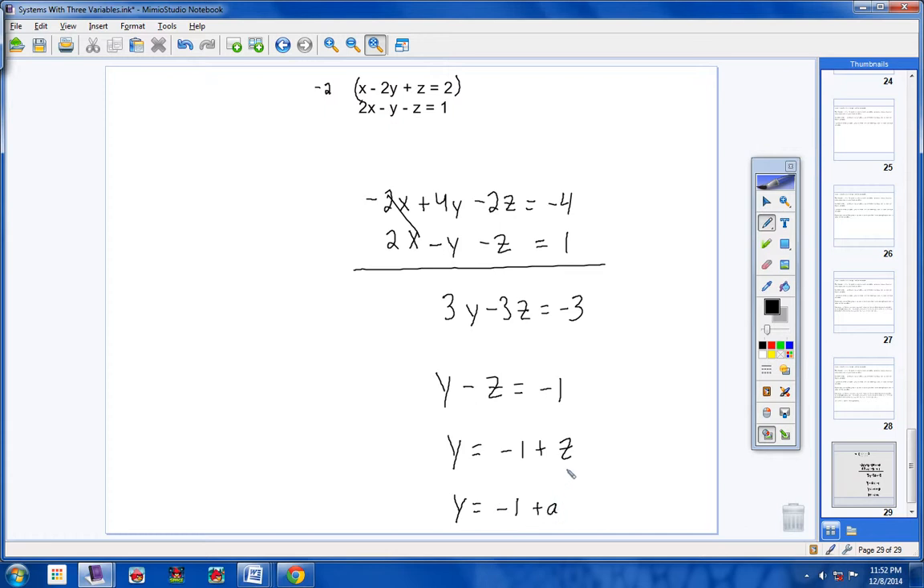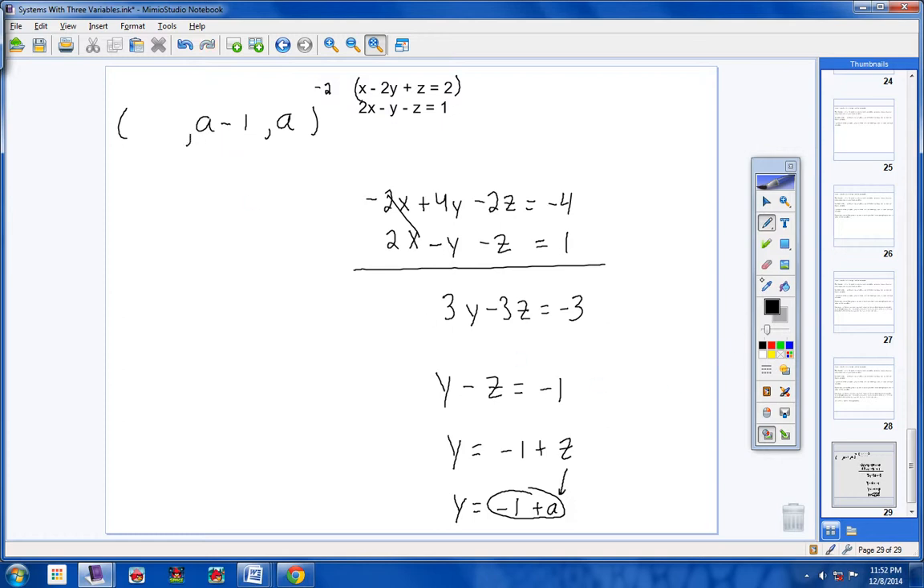Now what did you put in for z? A. So far in your answer, we have what for z? A. What do we have for y? Y equals negative 1 plus a. No, I'm going to write it the correct way. I'm going to put my a term first: a minus 1. However, if you put negative 1 plus a, I have no problem with that, okay?